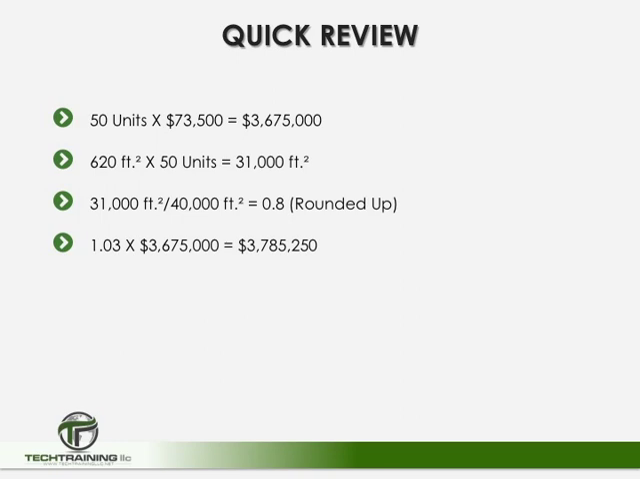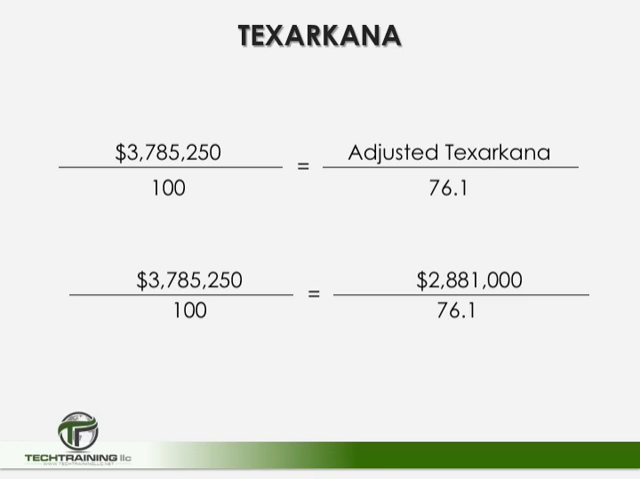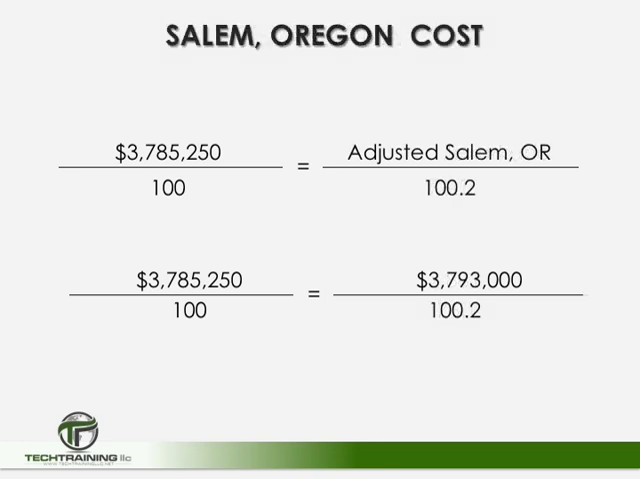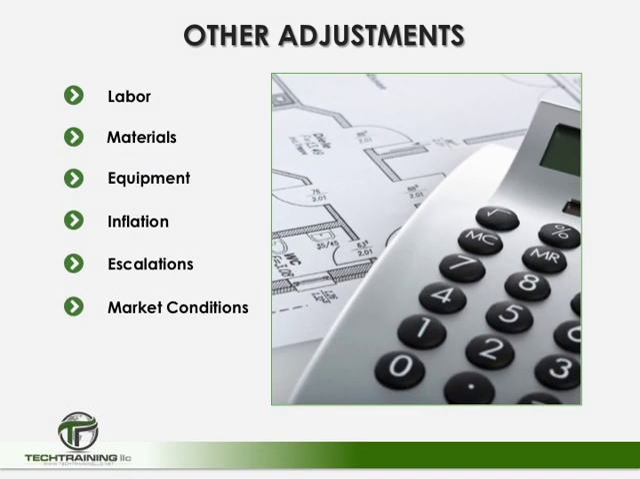Let's go ahead and adjust for Texarkana and Salem, Oregon. For Texarkana, if we cross-multiply using the Texarkana index, we should come up to a cost of our motel in Texarkana of $2,881,000. And lastly, Salem, Oregon, closest to the national average, $3,793,000. And you can only imagine how much tighter we could get this number if we began to do estimates on individual items such as labor, materials, equipment, inflation, escalations, market conditions, and so on.